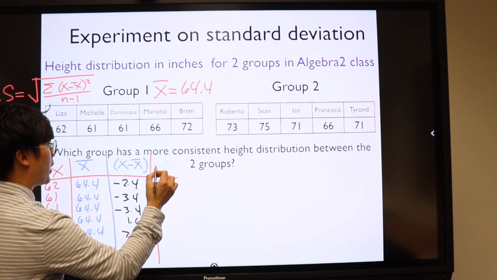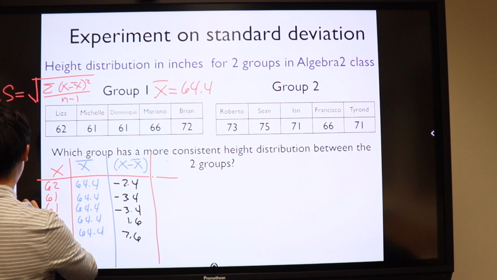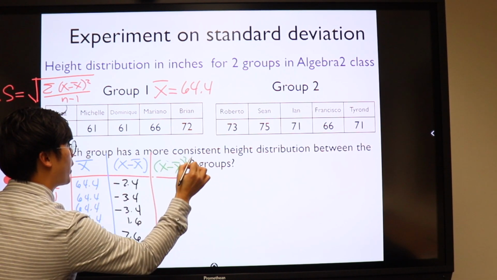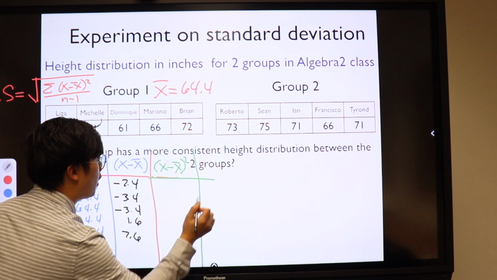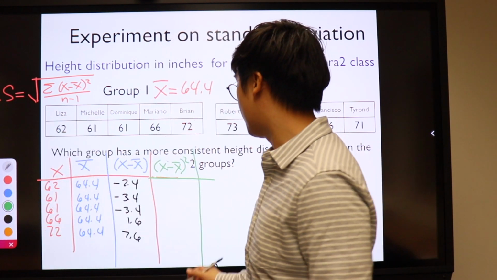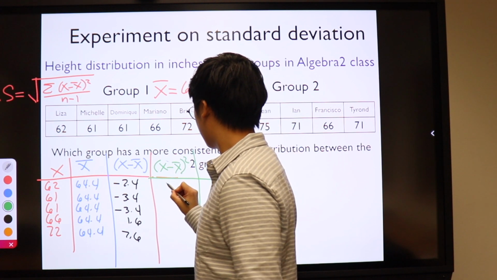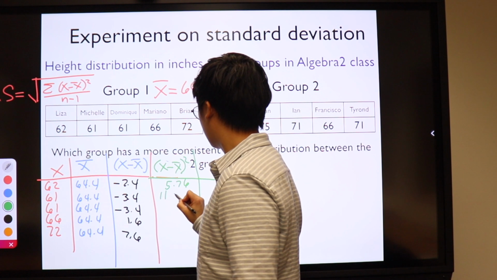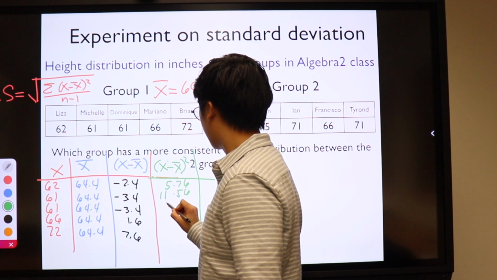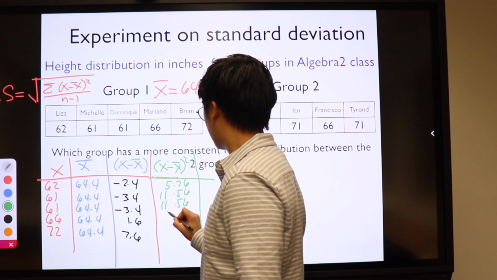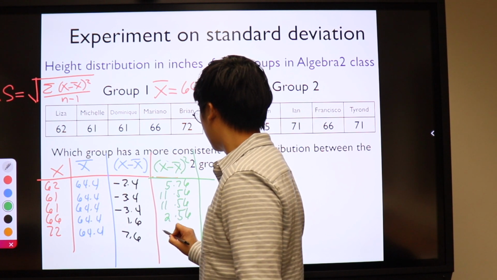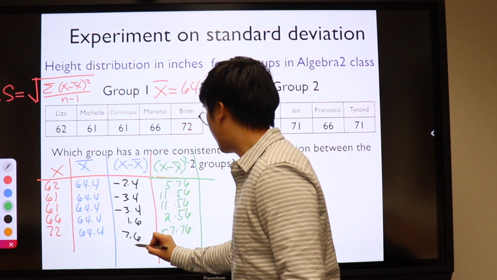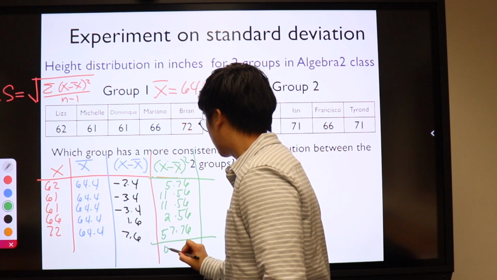7.6. And then I need to square it. So I'll have x minus x bar squared. So that means all my answers will be positive. What will be my first one? 5.76. 5.76. 11.56. 11.56. And then 11.56 again. 2.56. 57.76. And then I need to add them up. 89.2.